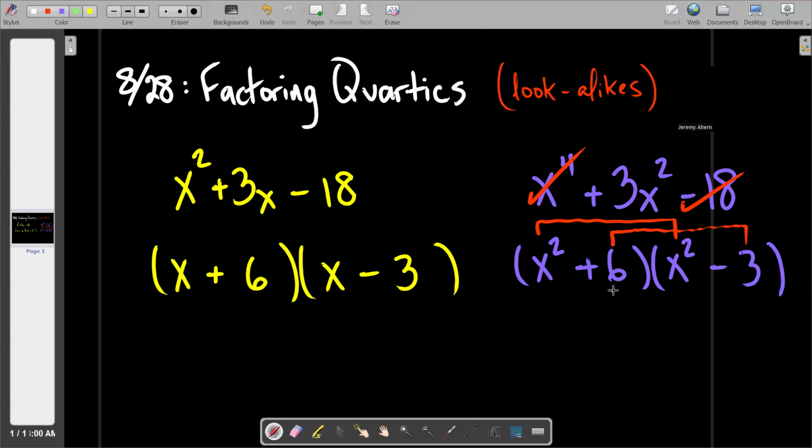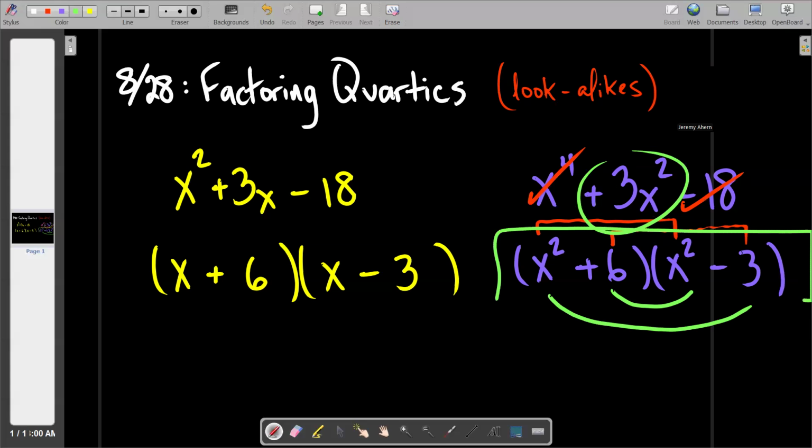So if you take this, what do you get? The green one, what do you get? Perfect. And if you take this other green one, what do you get? Negative 3x squared. And if you take 6x squareds and you take away 3x squareds, you get your 3x squared. Done. That's how you factor a quadratic lookalike. It's just a buffed quadratic.